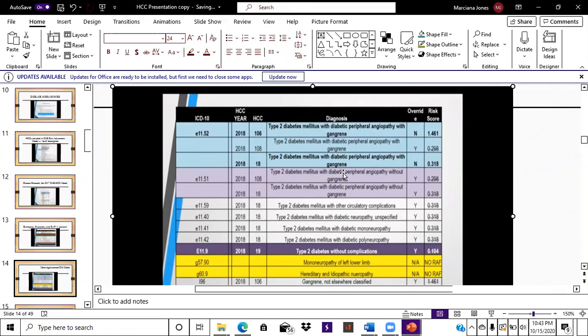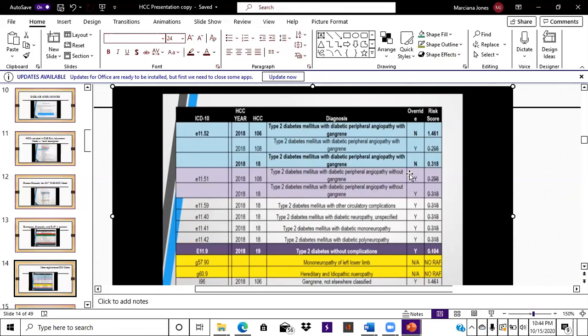And of course, this is one patient again. We have E11.52, diabetic peripheral angiopathy with gangrene. You see, there is a RAF score, 1.461. Then we have E11.51, type 2 diabetes with diabetic peripheral angiopathy without gangrene. Also a RAF score. Then we have our E11.59s, we have our E11.40, E11.41, E11.42, E11.9. We have those codes here.